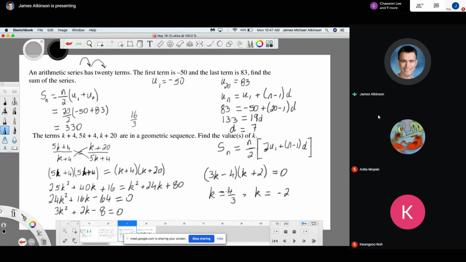5k plus 4 is going to be 20/3 plus 12/3. That's 32/3. And k plus 20, that's going to be 4/3 plus 60/3 gives you 64/3. And we see that what's happening each time, yes, look, it is geometric. We're always multiplying by 2. Right? Each fraction is 2 times the previous one.